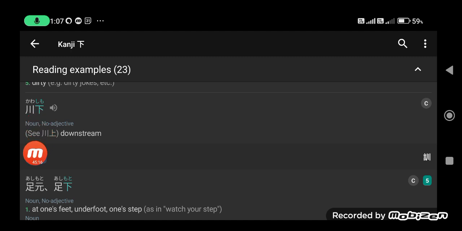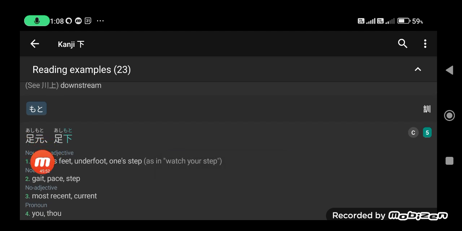Okay, how about this? Kawashimo, downstream of a river. This kanji here, kawa, means river, and then the down or below kanji, when we put it together like a fukugougo or kanji compounding, it means downstream. Kawashimo.